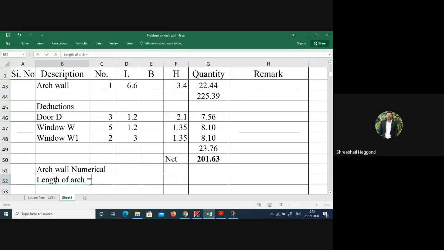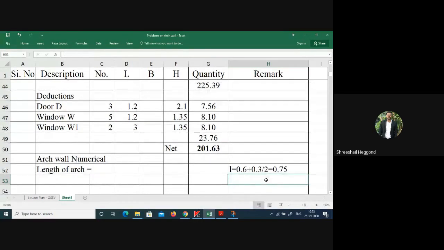Length of arc can be calculated as follows. I'll do the calculations over here. First we'll calculate small l equal to rise, which is 0.6 meter, 60 centimeter as given, plus wall thickness 0.3 divided by 2. That can be written as 0.75. So 0.75 will be the small l value.